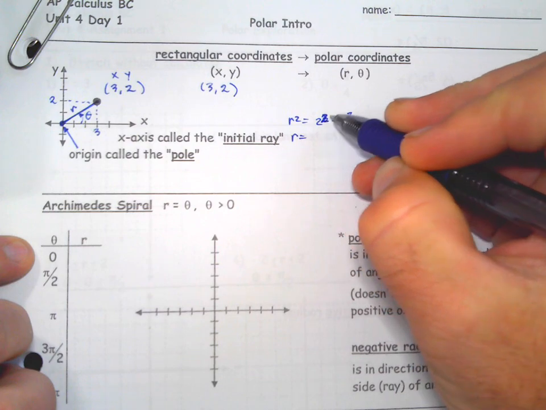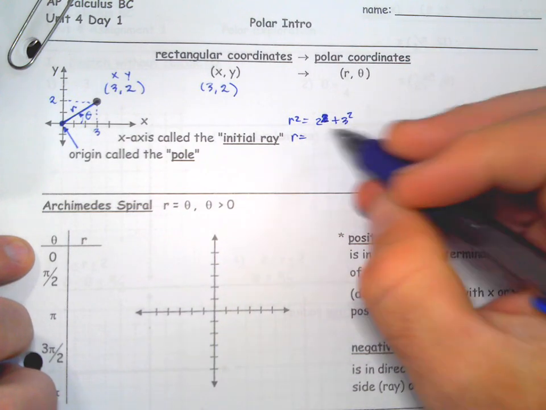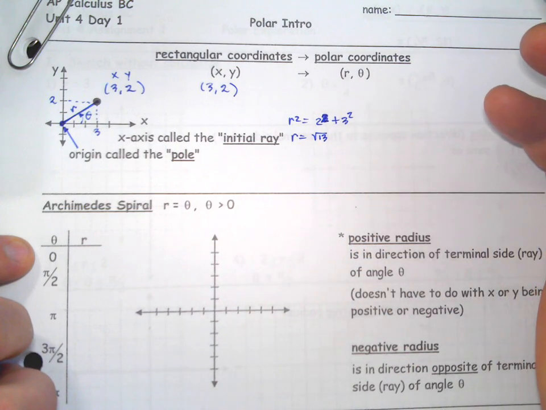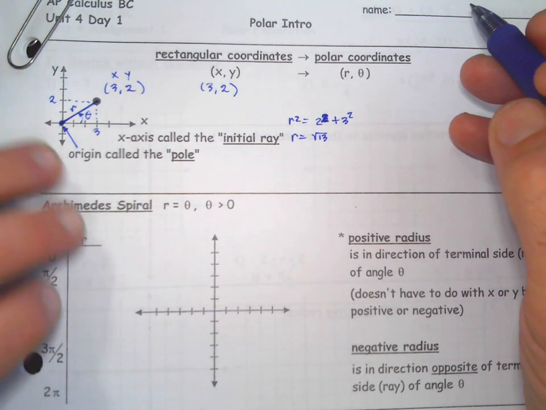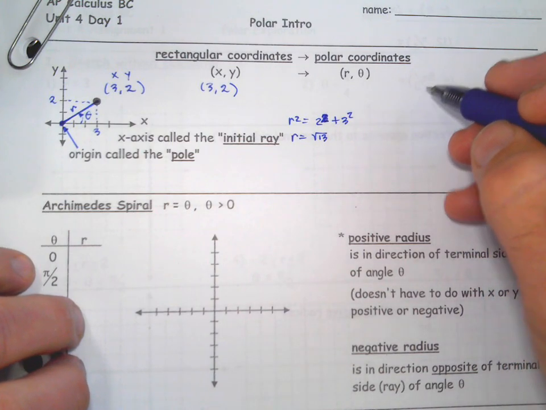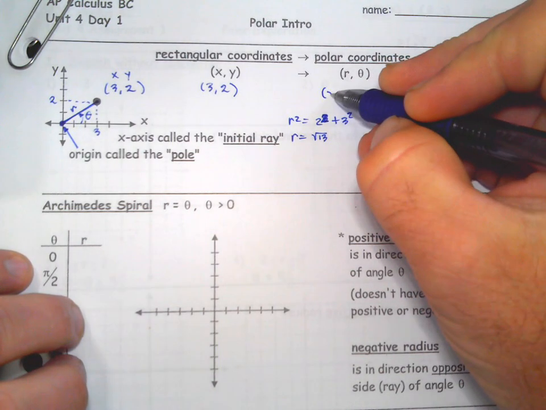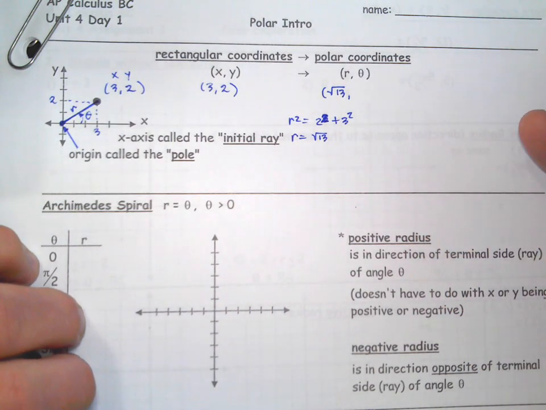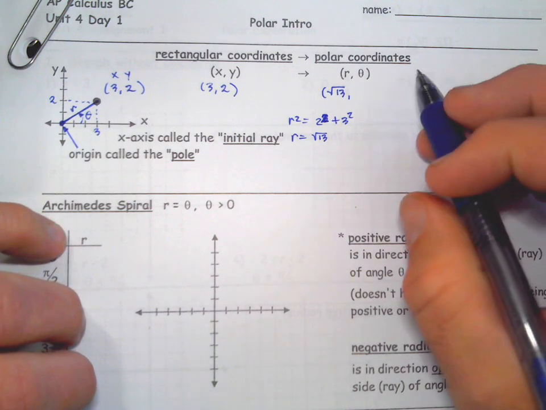So this would be 2 squared plus 3 squared, so 4 plus 9 is 13. You take the square root. It's going to be positive because in general distance is positive, though we'll actually talk about negative radius. That gives you the radius, which is always going to be the first coordinate, like x is always the first coordinate. It might take a little while to get used to.